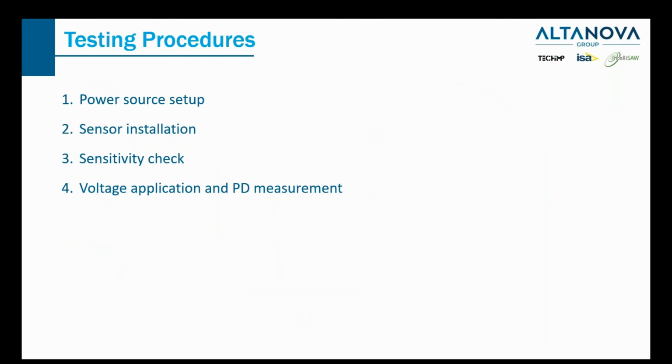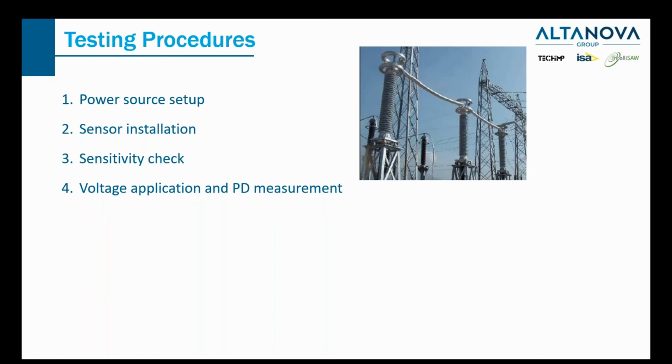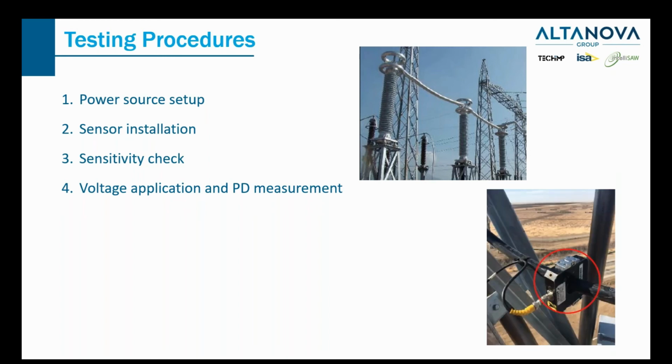So the testing procedure is a very simple procedure. First is to set up the power source, make sure the power supply is connected. And after setting the power supply, we need to install the sensors. If we're using HFCT, it's quite simple. Find the ground lead and put it around.